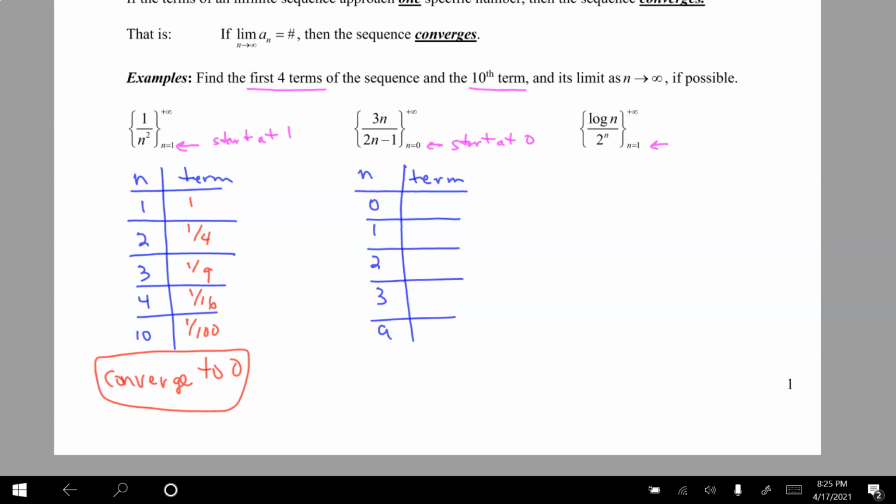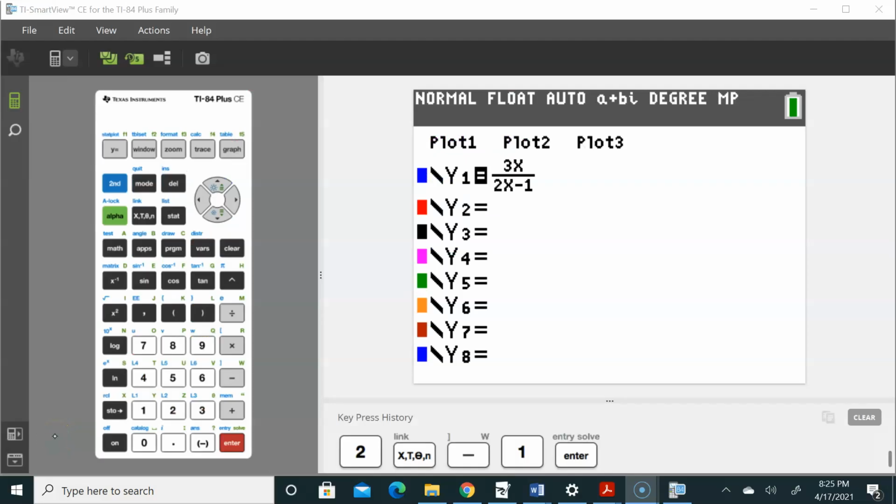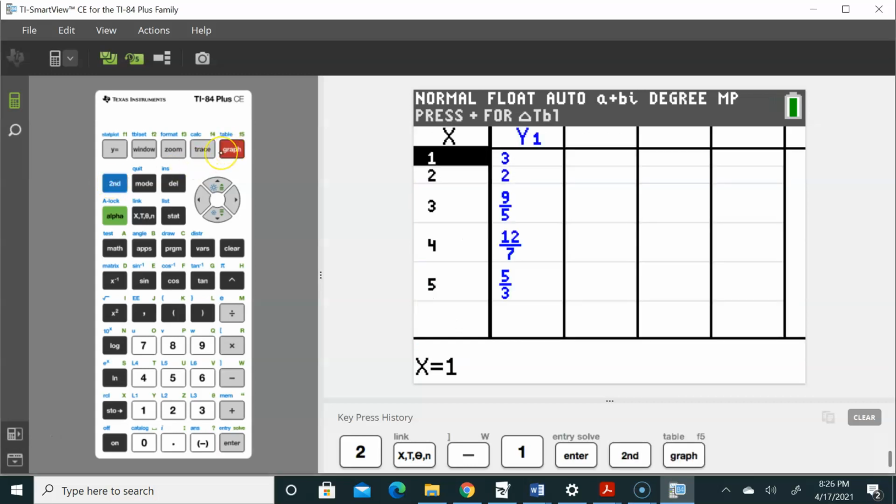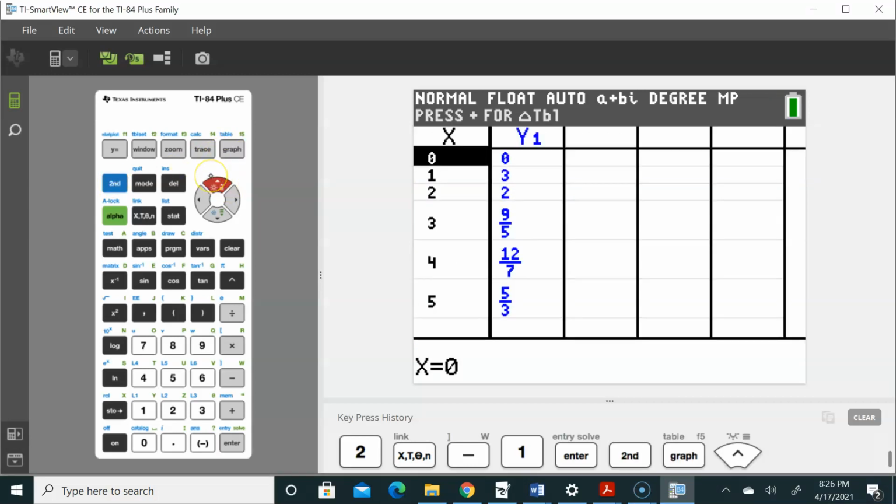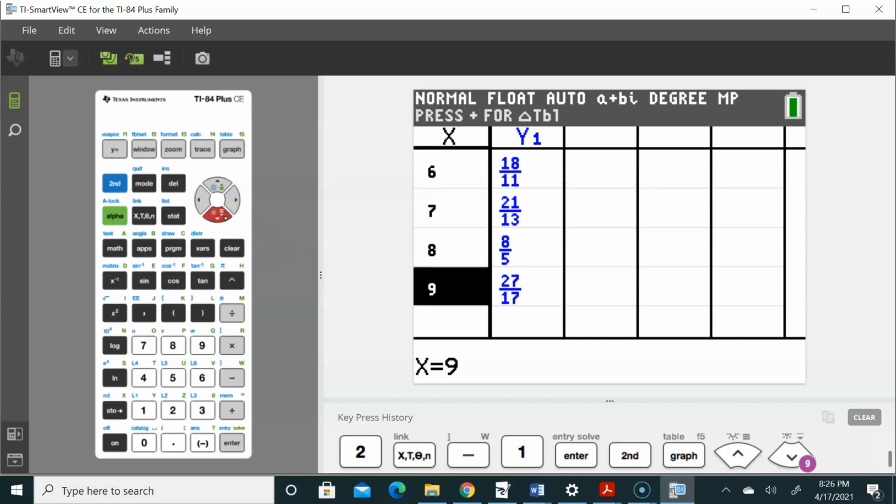Now this next one, I want to start at n equals 0, not 1, and because I'm starting at n equals 0, for the 10th term I'm going to have to use n equals 9, 1 less. So I'm going to go to my calculator and do all this. So here I am, I typed it in the calculator. I'm going to go to the second graph to see the table. I'm going to have to move it up to 0 because I have to start at 0. And those are my values. Those are the first 4: 0, 3, 2, and 9/5. I can move it down to 9 to see that result.